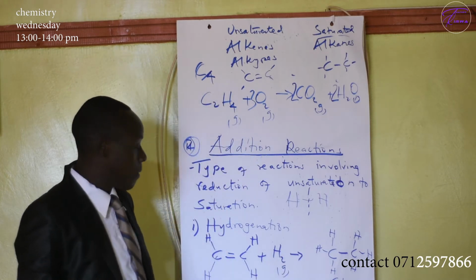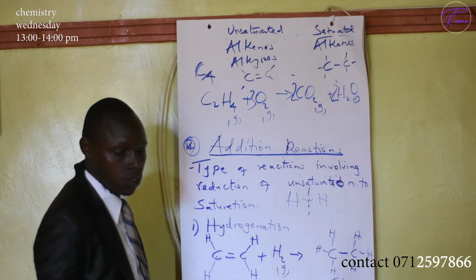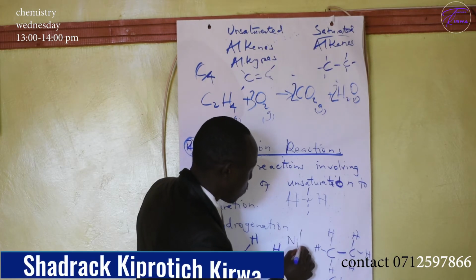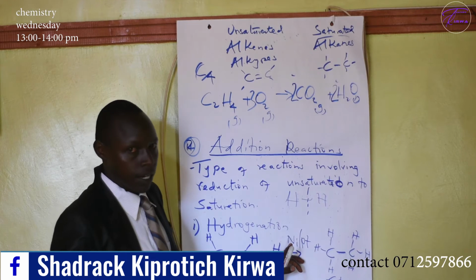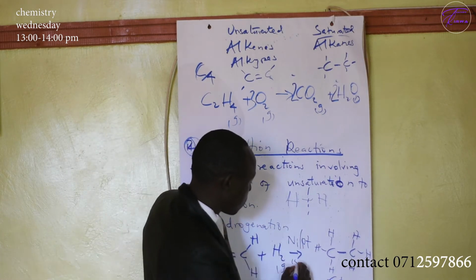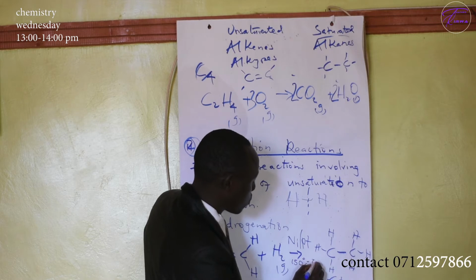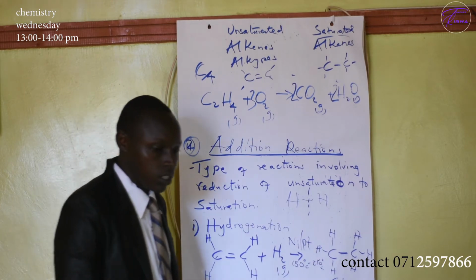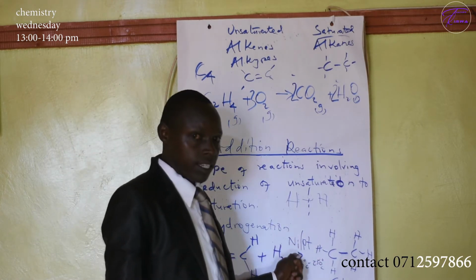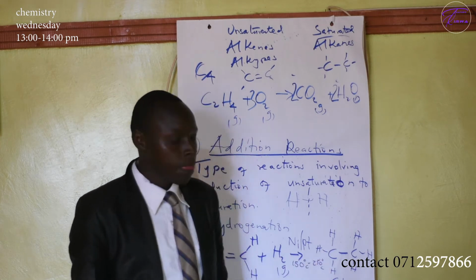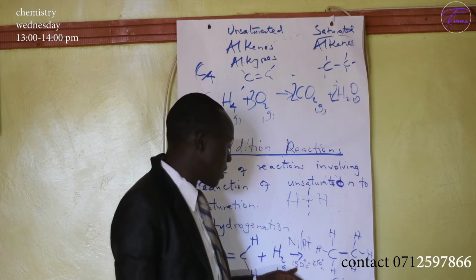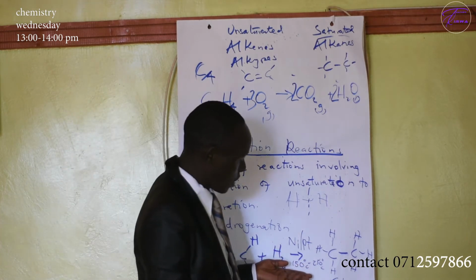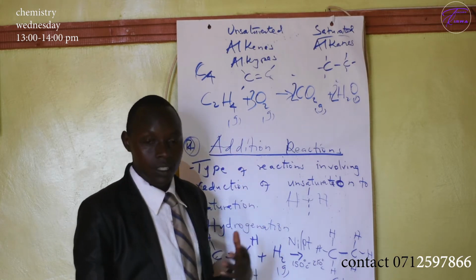Now there is a condition that is necessary for this reaction to occur. We must have a nickel or platinum catalyst, and temperatures of between 150 degrees Celsius to 250 degrees Celsius. Those are very important conditions to note. One, there must be a catalyst, either nickel or platinum, and there must be temperatures of between 150 to 250 degrees Celsius. So these are the conditions in which hydrogenation reaction takes place.